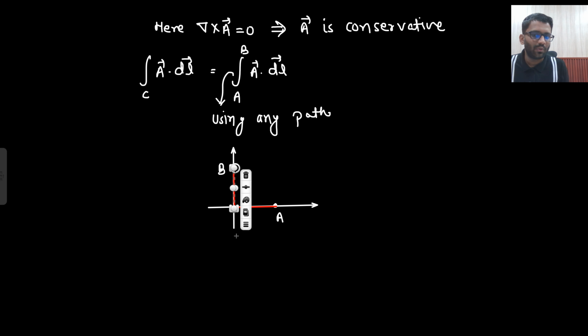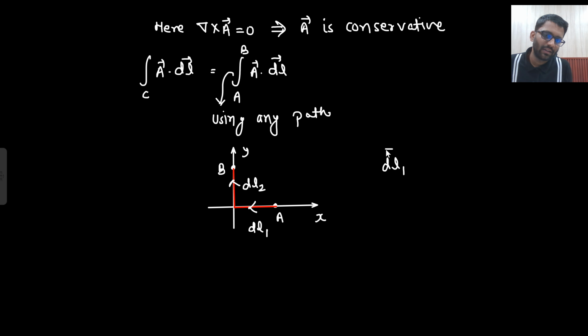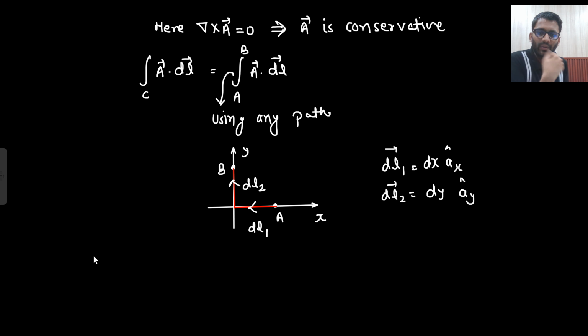This is how I will go. So eventually I need to reach till point B. So from A to here I will go, then from here to here I will go. So here I am assuming small path dl1, here I am assuming small path dl2. This was your x, this was your y. So what is your dl1? That is your dx ax cap. And what is your dl2? That is your dy ay cap. Right? Now I need to calculate A dot dl1.